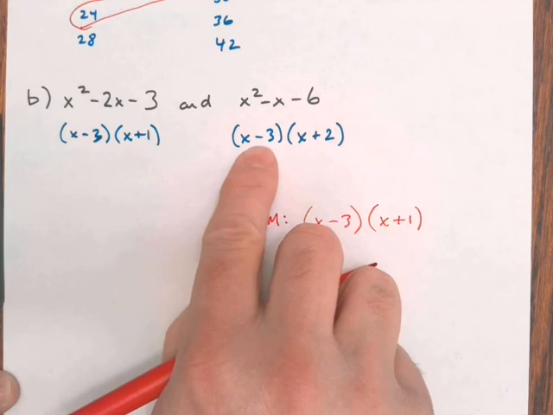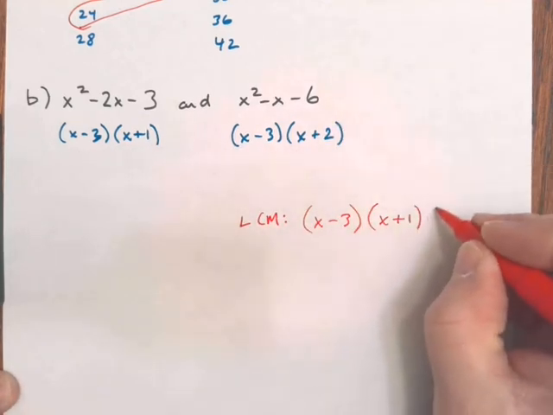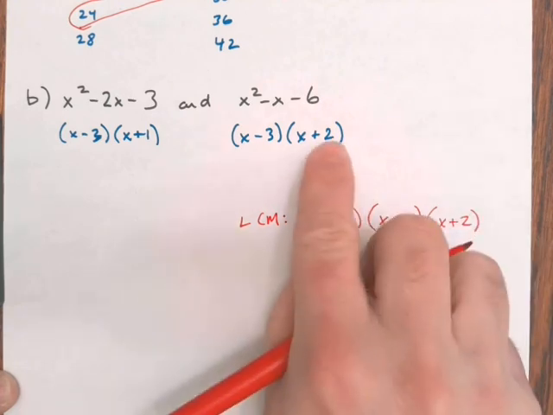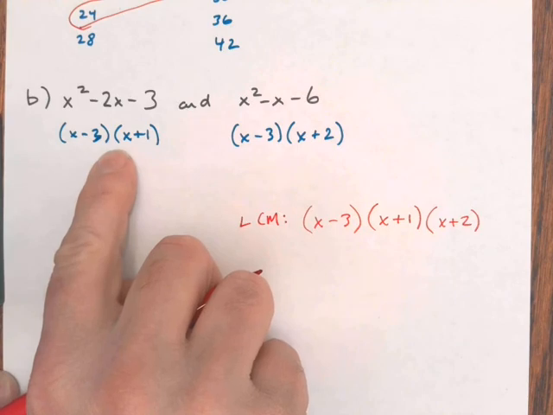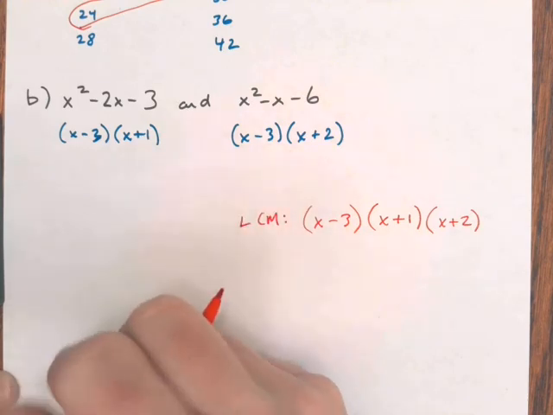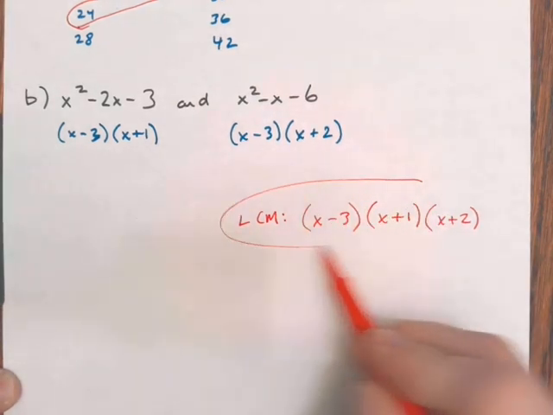Next I have this x minus 3, and we've already done the x minus 3's, but I also have an x plus 2. It's only written here in the second one. It's not in the first one at all. If it were written in both, we would pick the one with the highest power. If it's only once, you can just copy that down as part of your least common multiple.